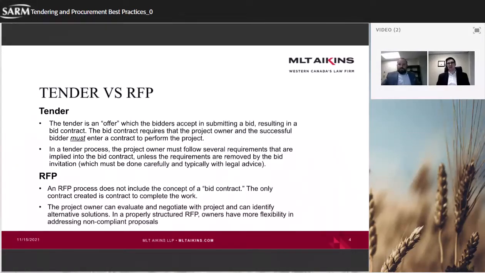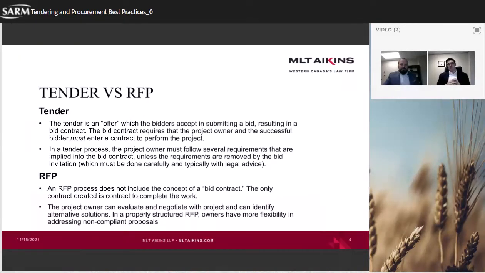To answer the very basic question, yes, there is a difference. What we would characterize as a tender is that a tender goes out there. It's an offer. By responding to the bid, bidders are accepting the offer, and if they are the successful proponent, they are accepting that they will enter the final contract. So the project owner and the bidder must enter the contract.